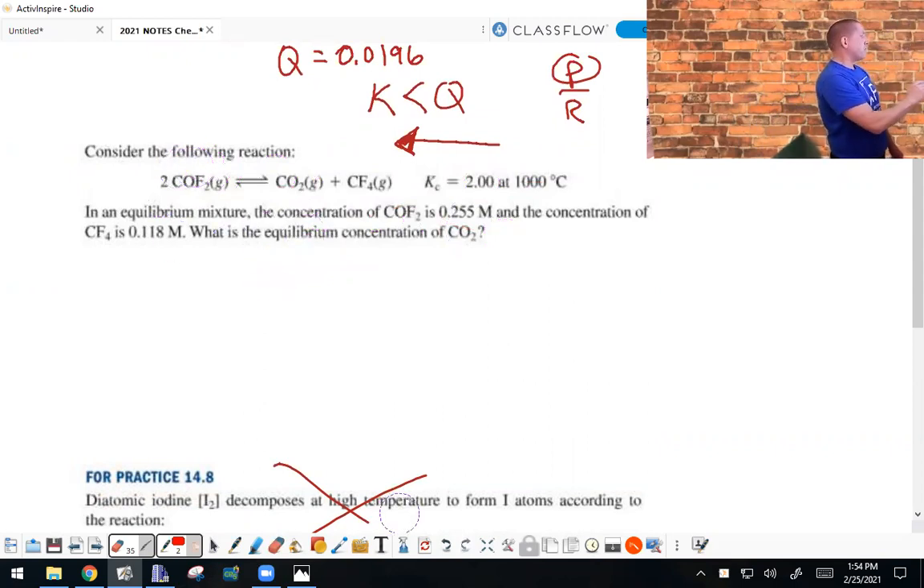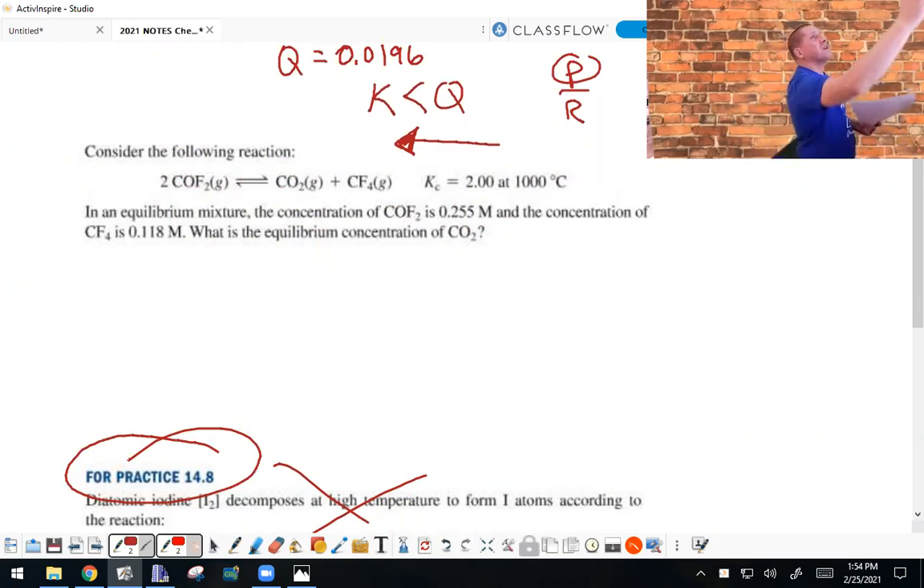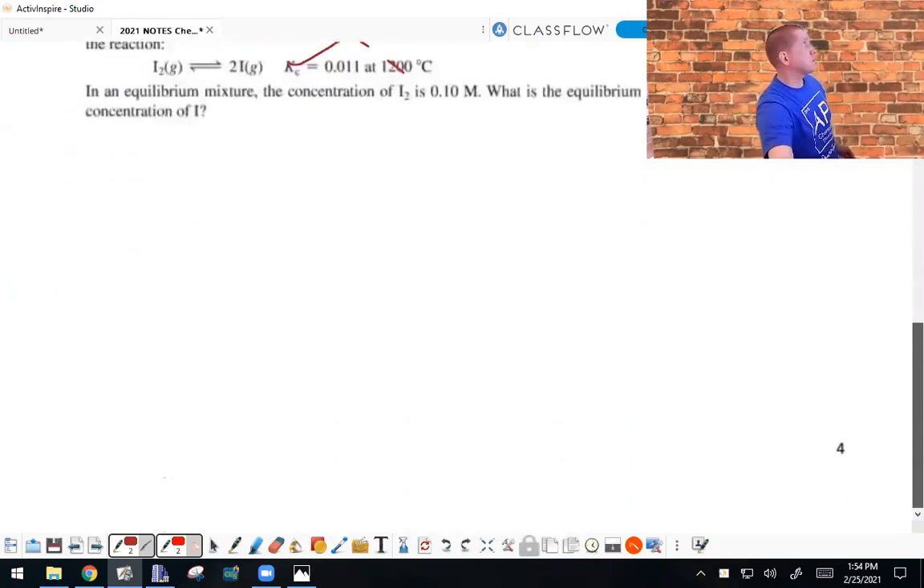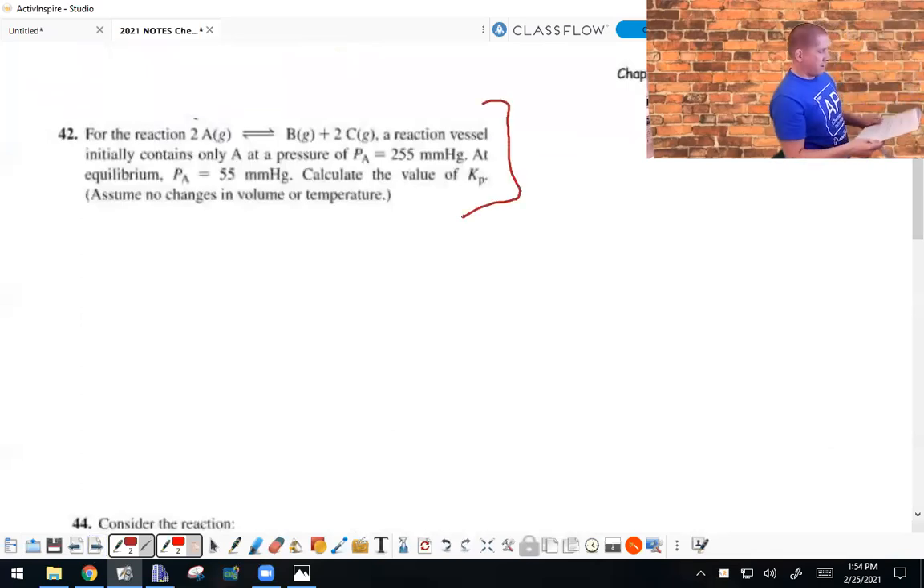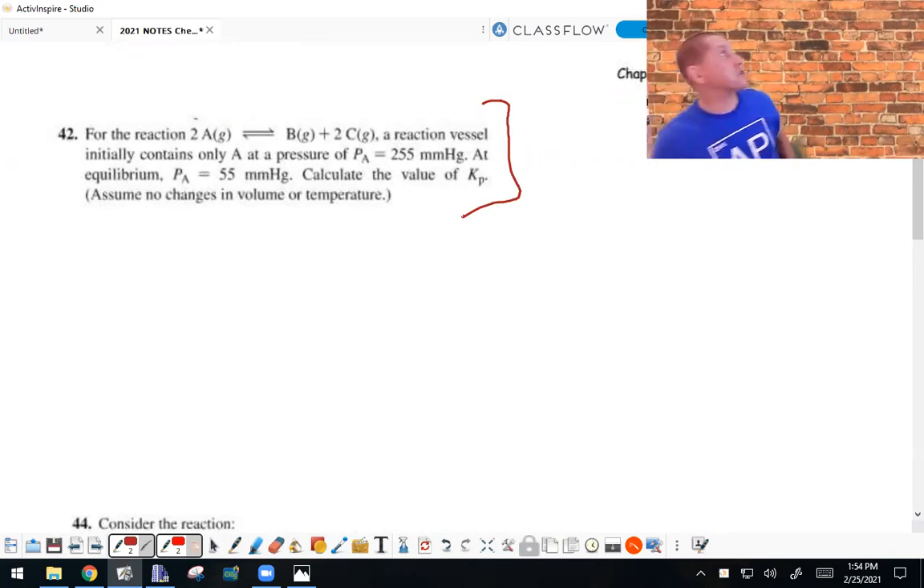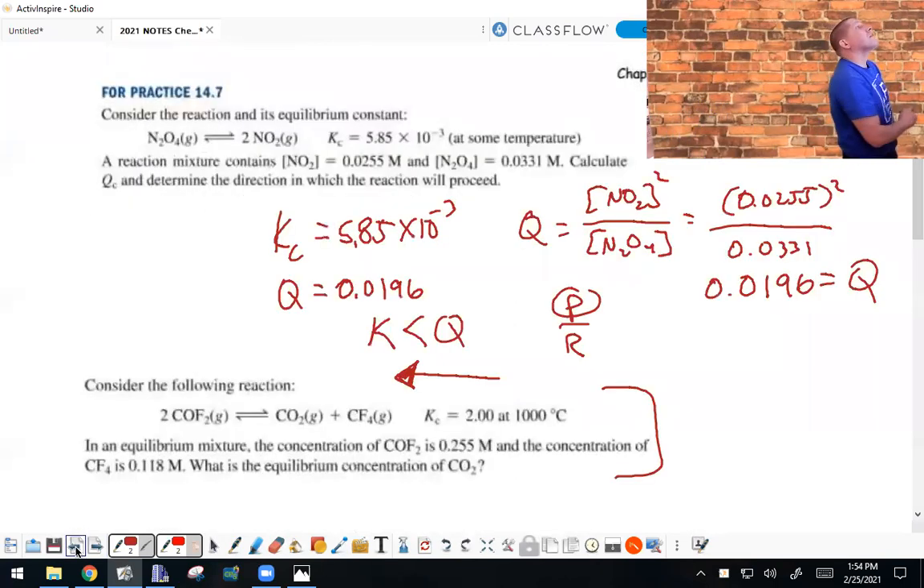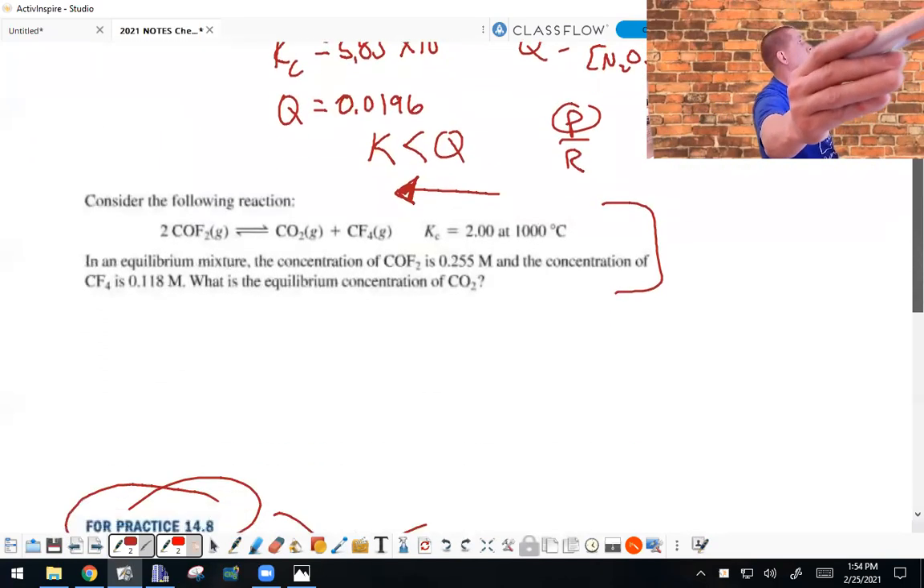This is actually for tomorrow, practice 14.8. So don't try that one. Try this one. And then on the next page, try that one. So try those two, and then I'll go over the answers in a second. So hit pause again. Try those two. And here are the answers.